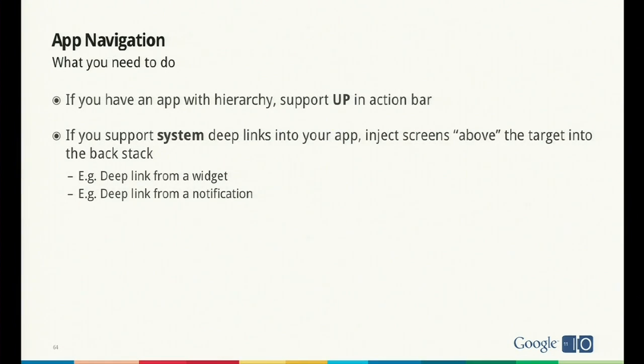So what do we want you to do in the apps that you're building? The first one is pretty straightforward. Support up. If you're going to use an action bar, use that left spot to have it up affordance. The second is if you have deep system links in your app, just do a little bit of work to make sure that the back behavior matches the user's expectation. So if you're deeply diving into an application from a widget, it makes sense to have back also walk up through the application.